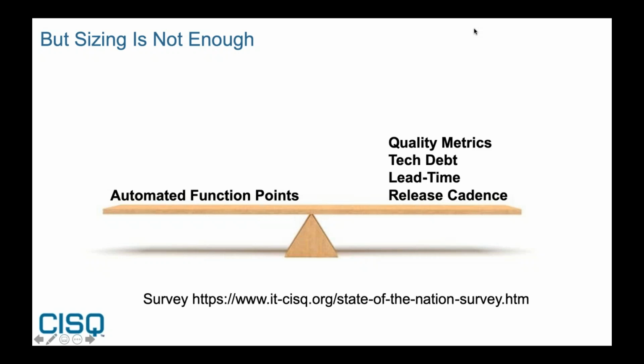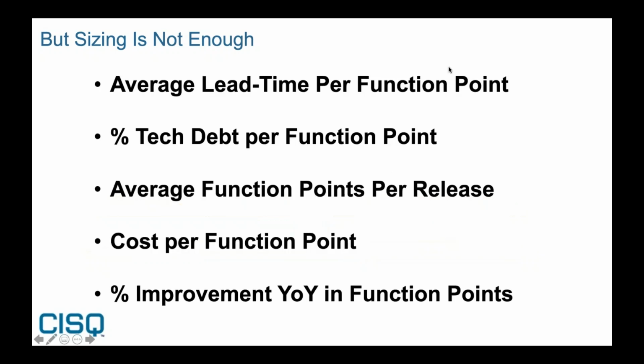So you've got to balance the seesaw so you can start to answer these questions: average lead time per function point, technical debt per function point, number of releases, cost per function point, improvement year on year. Now, actually, for improvement year on year, I recommend that it is improvement per quarter.